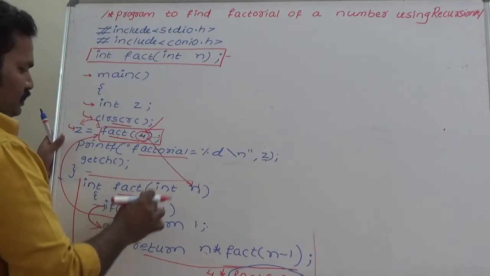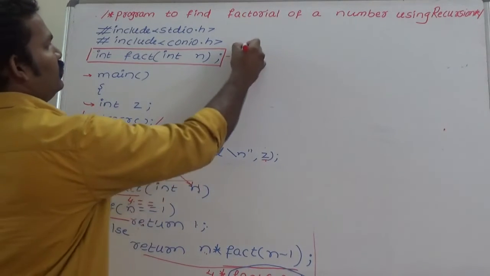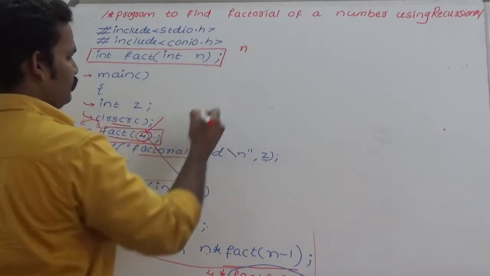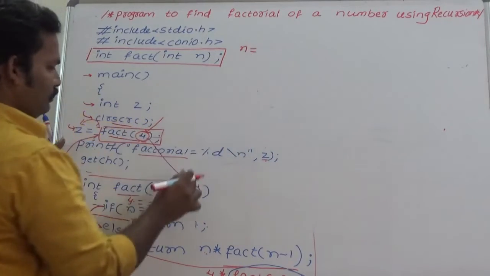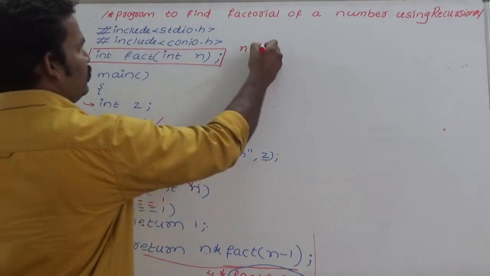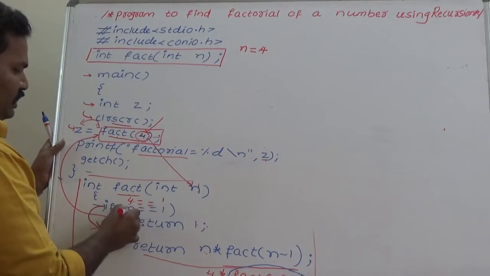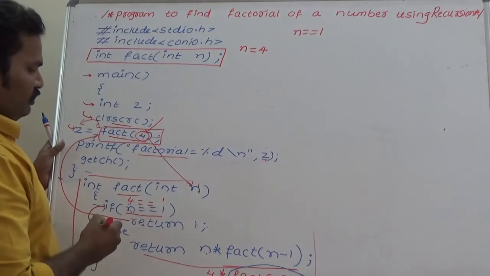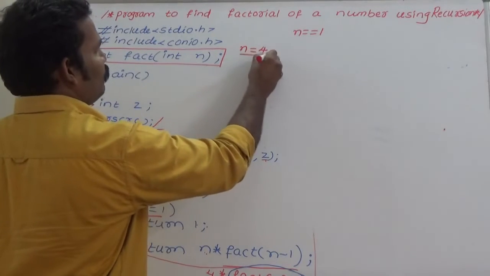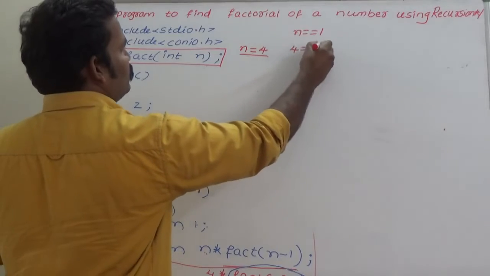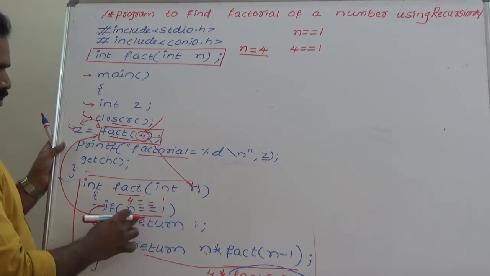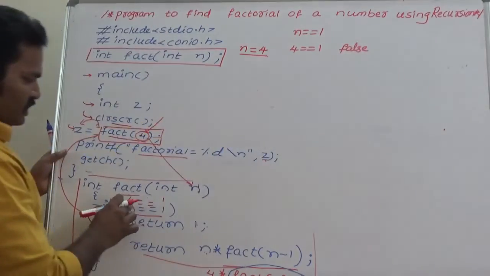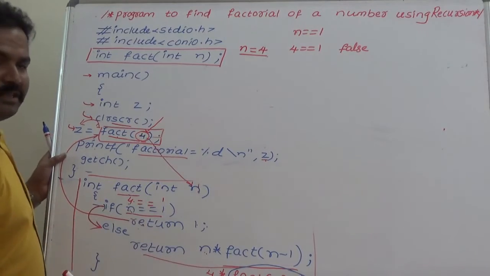Listen. So what is the n value? N value is 4 now. N is equal to 1? 4 is equal to 1? So the condition is false. When the condition is false, the else block statements are executed.